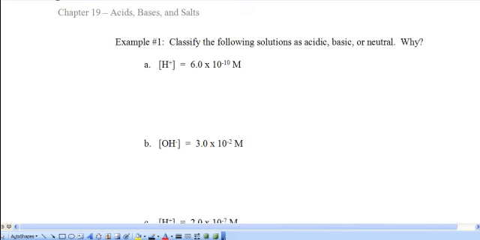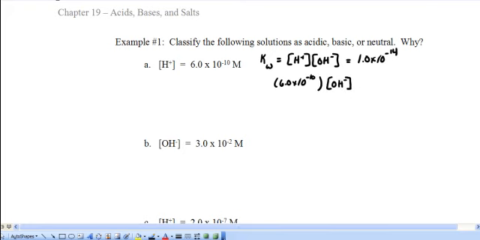Okay, let's go ahead and try this first one. You have the hydrogen concentration is 6 times 10 to the negative 10 molar. So if we say that Kw equals the hydrogen times the hydroxide, and that equals 1.0 times 10 to the negative 14. We know that the hydrogen is 6.0 times 10 to the negative 10 molar. We don't know the hydroxide, but the product has to equal 1.0 times 10 to the negative 14.